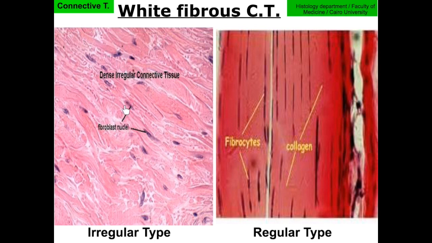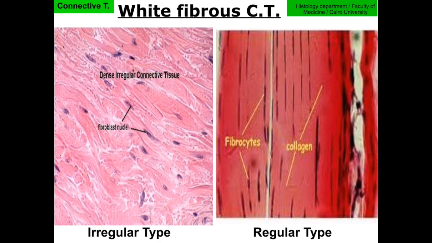In the other type here, the bundles are irregularly arranged, and the fibroblasts in between are also not regularly arranged. So, this is the dense irregular connective tissue, white connective tissue. Where can you find this? It is present in the dermis of the skin.